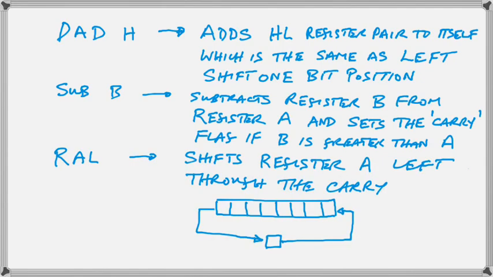Now, the final thing that you need to understand is this RAL instruction. This RAL instruction simply shifts the register A to the left through the carry bit. So it's sort of a 9-bit rotate. As you can see there from the diagram, what comes out of the most significant bit goes into the carry, and what was previously in the carry goes into the least significant bit.